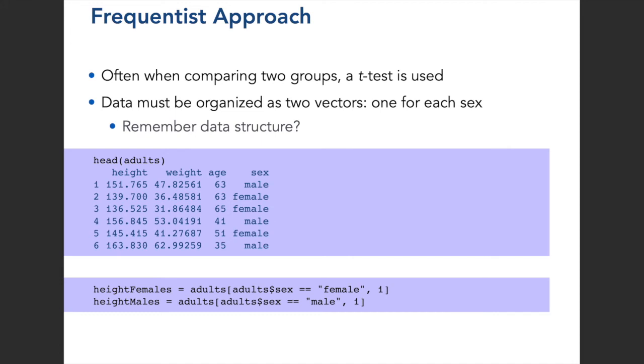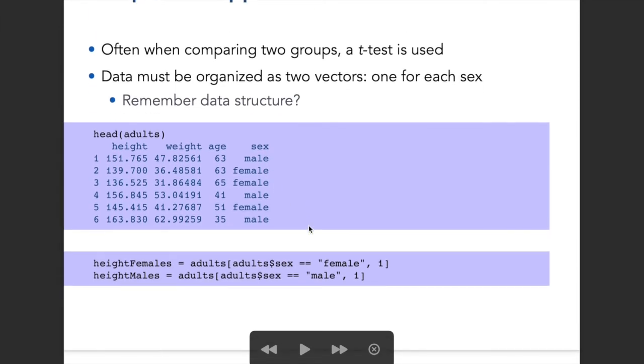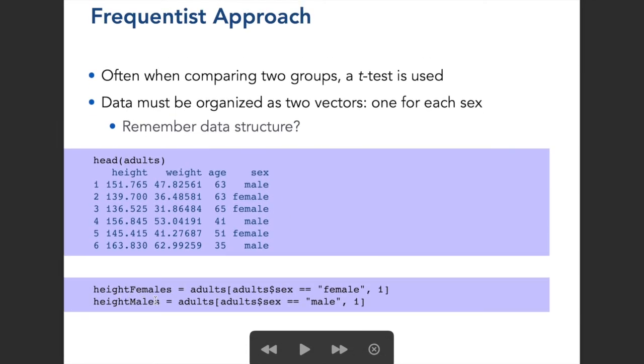In order to do this, the data must be organized as two vectors, one for each sex. First, we know the structure of the data, so we can use the head function to look at this. We have height, weight, age, and sex. And then we can make one vector of the height of females, which is just going to be from the adults data frame. It's going to be all rows, so before the comma, all rows where the sex field is female.